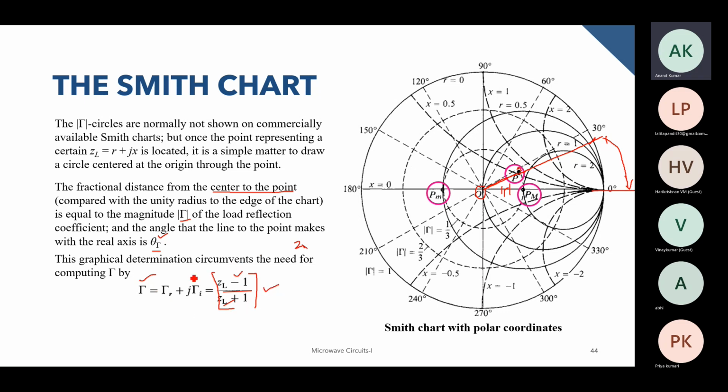All this can be circumvented by just plotting this particular point over here, just measuring this line, and then extending this line and measuring this angle. So this becomes fairly simple if you're looking at calculating the load reflection coefficient for a particular load impedance on a transmission line.